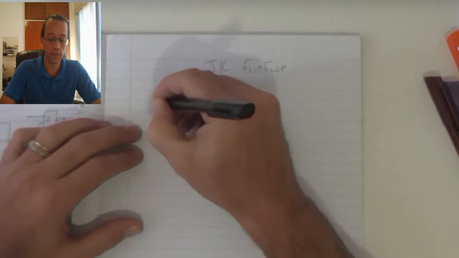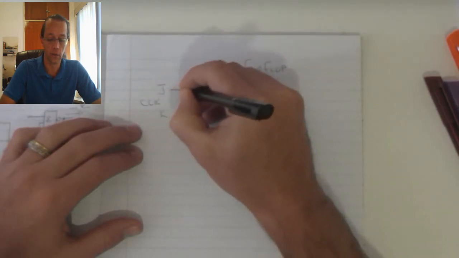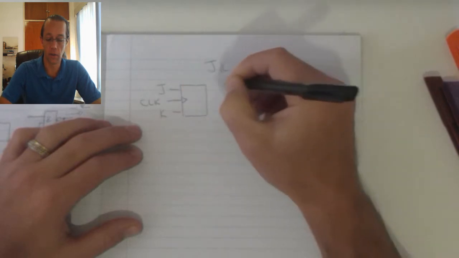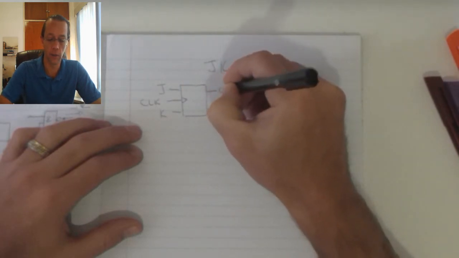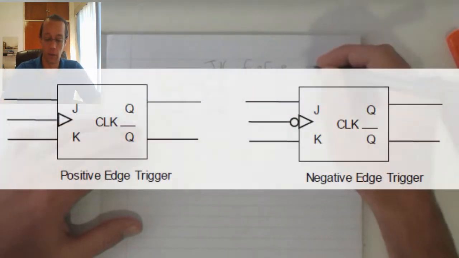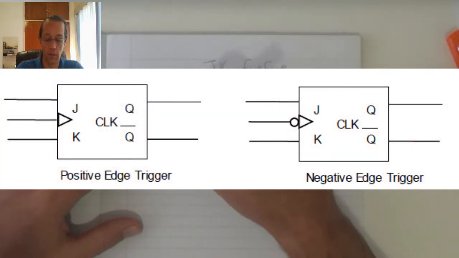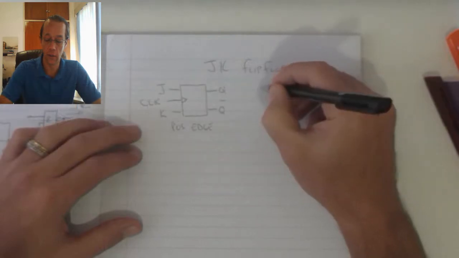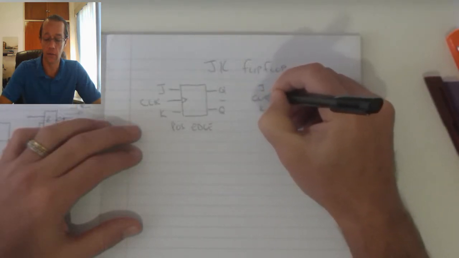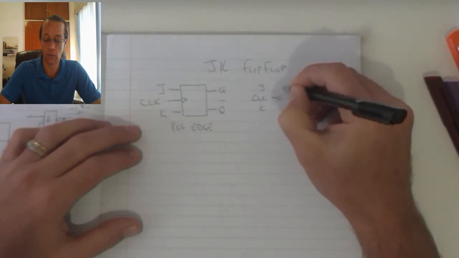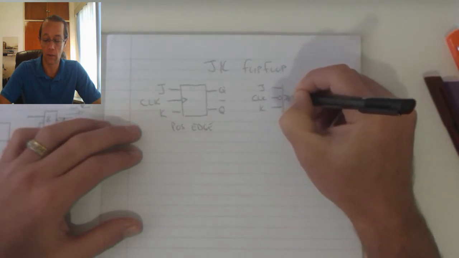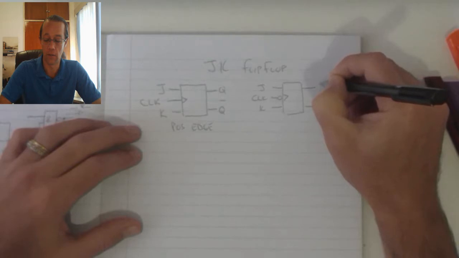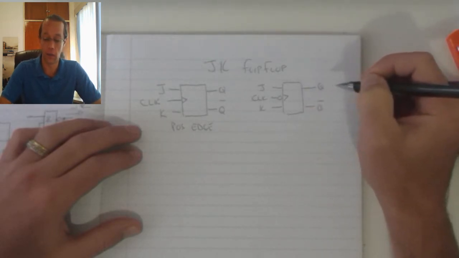Now both symbols are very similar. That indicates the clock, and then we've got Q and not Q on the output. This is my positive edge triggered JK flip-flop. The negative edge trigger, again JK with a CLK clock in the middle, feeds into that not symbol over there, same as we had with the RS flip-flop. Then we've got Q and not Q on the output.